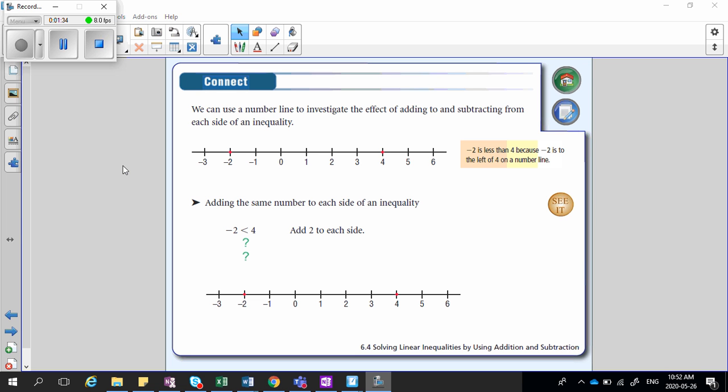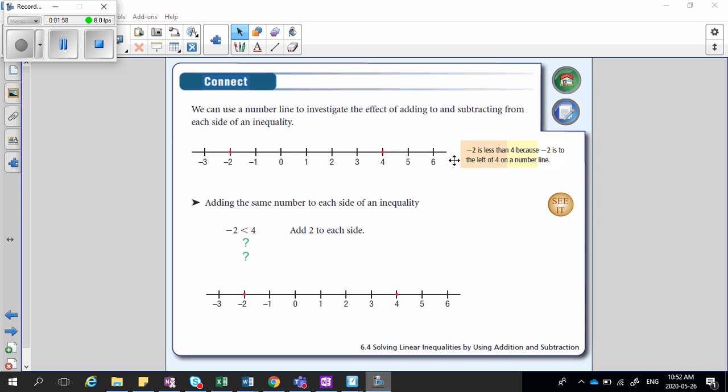So this week we're going to start looking at what happens if we have our inequality written and then we add or subtract something from it, or we multiply or divide with it. Okay, so we're going to start with the idea of adding and subtracting from each side of an inequality. And if we look at the page here, we say we can use a number line to investigate the effect of adding to and subtracting from each side of an inequality.